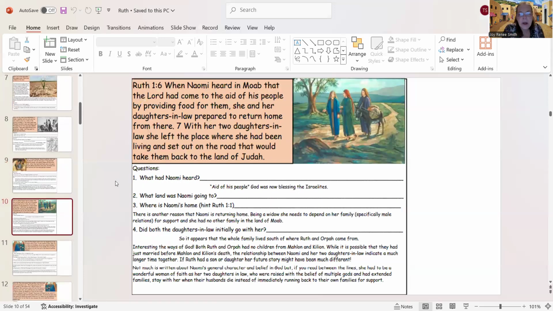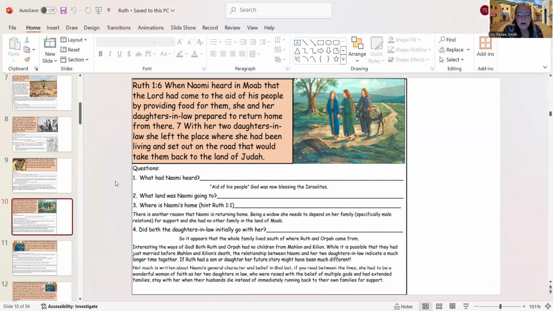Ruth 1:6. When Naomi heard in Moab that the Lord had come to the aid of her people by providing food for them, she and her daughters-in-law prepared to return home from there. With her 2 daughters-in-law, she left the place where she had been living, set out on the road that would take them back to Judah, the land of Judah.